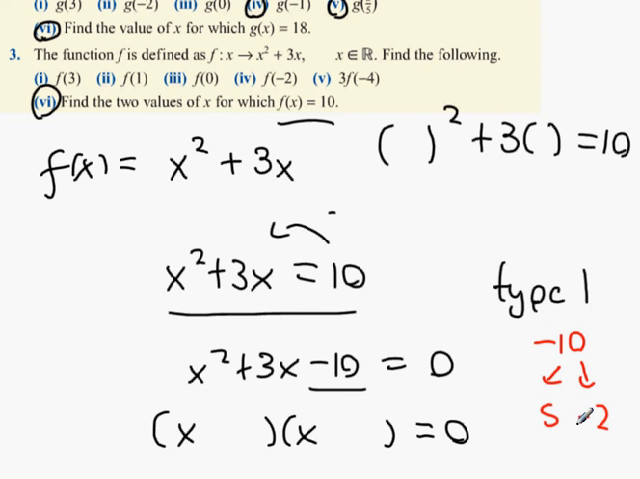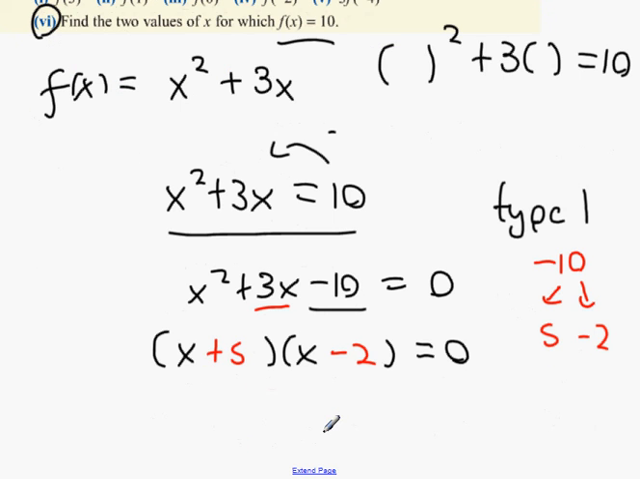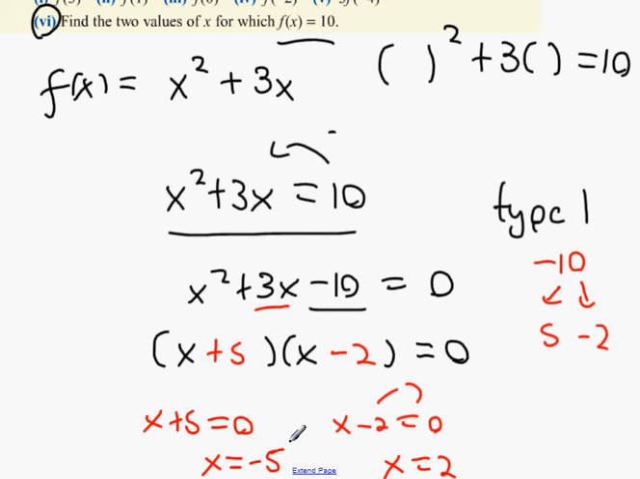But when you add them, they have to give you 3 in the middle. So we said +5 minus 2, +5 minus 2. It doesn't matter if it's minus 2 plus 5, you'll get the same answer. So how do we finish this question off? x plus 5 equals 0, and then x equals 2, x equals minus 5. Okay?